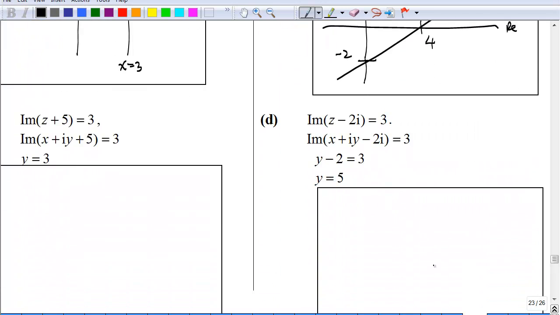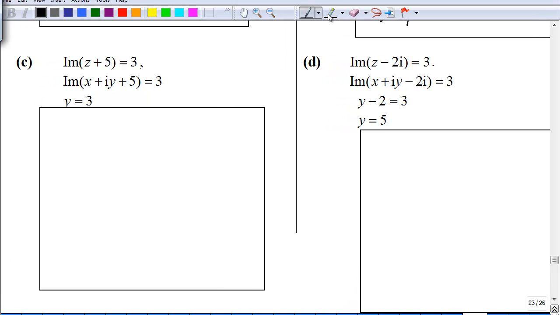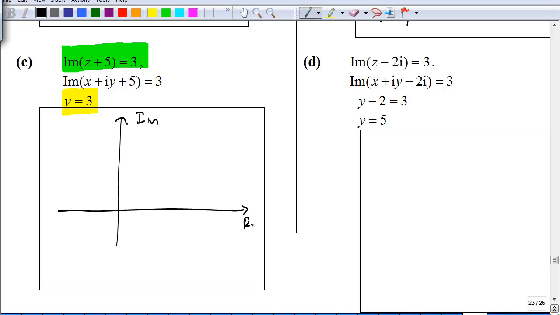Now let's take a look at part C and D. For part C, you're given the equation of the form imaginary part of z plus y equals 3, and we know that if we were to rewrite z in terms of the x plus iy form, you will be able to notice that y is just equal to 3. So in order for you to draw this locus, it is very simple. So there you go, the simple example in part C.